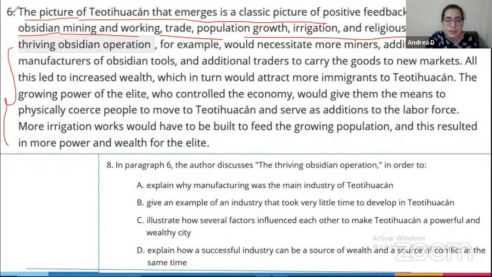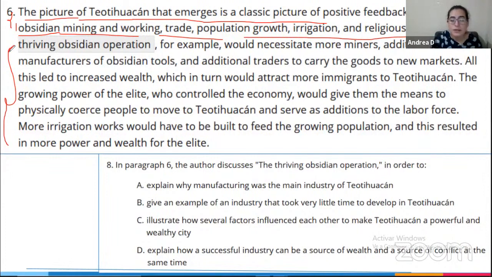So the author says, the picture of Teotihuacan that emerges is a classic picture of positive feedback among obsidian mining, working, trade, population growth, irrigation, religious tourism. And as Jasmina says, we have different factors here, right? All of these are factors: mining, working, trade, and so on. So that is the claim. Now, everything else that the author is mentioning is supporting that thing at the beginning. That's a good way to see this.